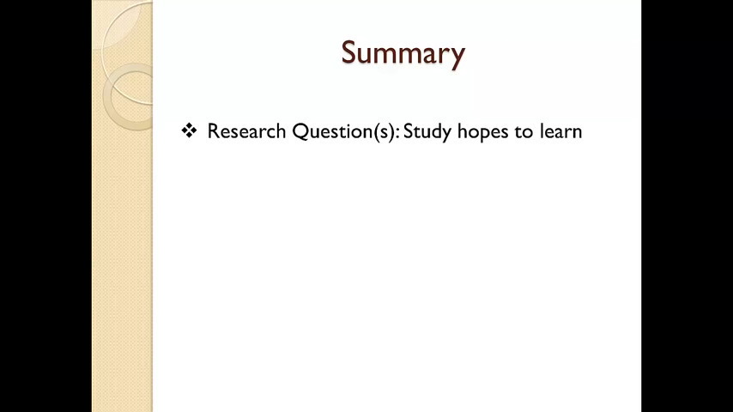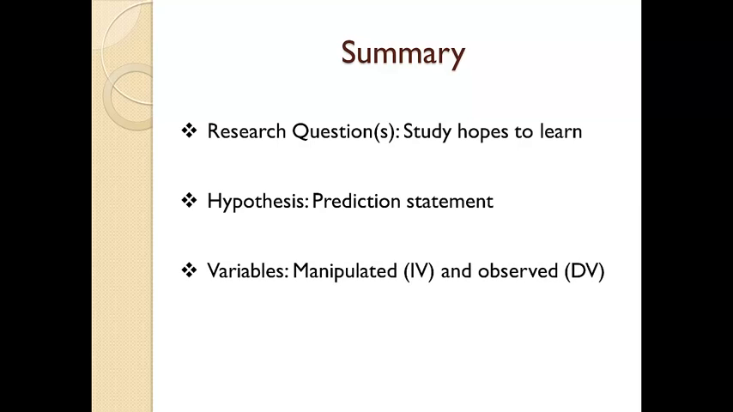The research question is our way of stating what we hope the study will find or help us learn. Our hypothesis is our prediction statement of what we think the research study findings will show. Finally, our variables are the aspects of the study that we manipulate and observe to determine whether our hypothesis was correct.